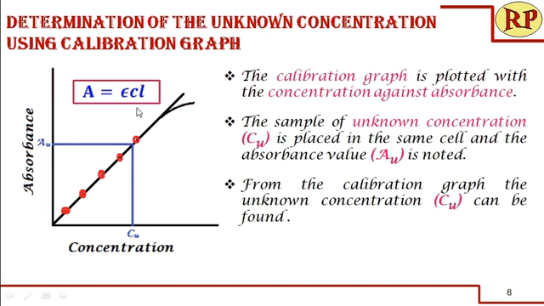Now we place the unknown concentration in the same cuvette and measure the absorbance value from the meter. Once we have noted down the absorbance value, come back to your calibration graph, go to your absorbance value, go to your linear line and pull down the line to the x-axis, that is Cu. This becomes your unknown concentration.